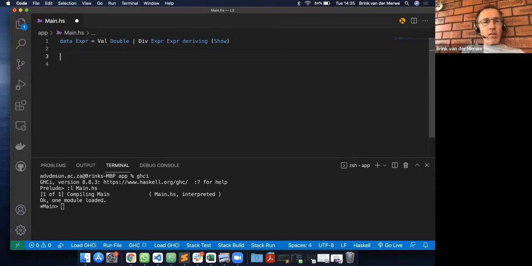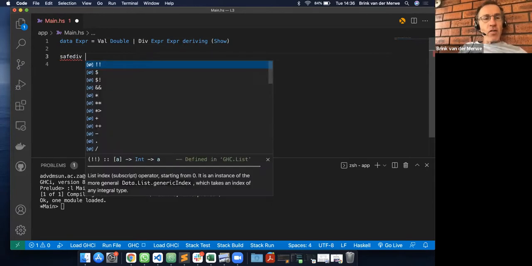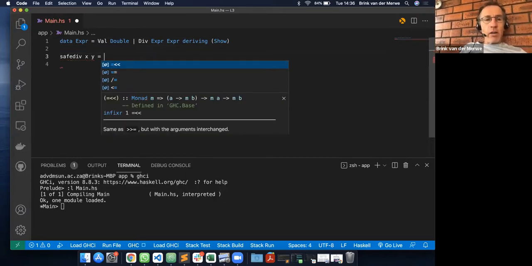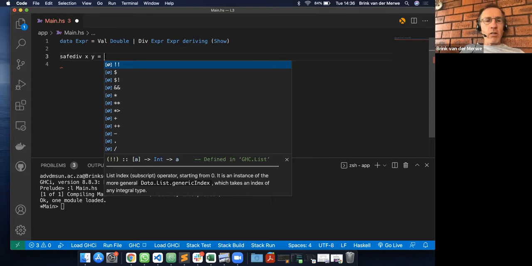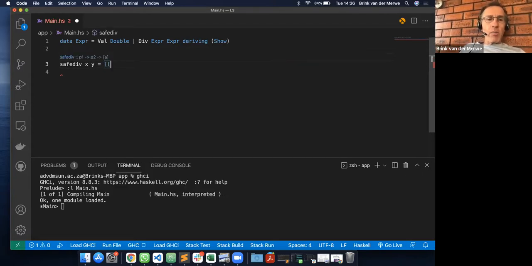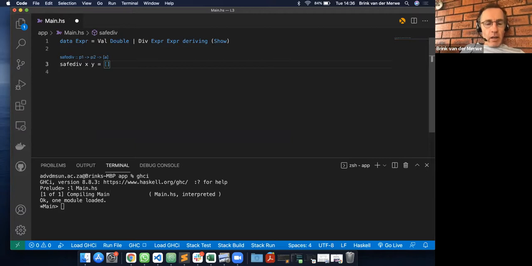Then last time we discussed with the maybe type how to evaluate expressions. So again, let's implement the safe diff, and I'm going to do something slightly different and not use the maybe type, but use lists this time. The whole idea is I have two double values, but the y might be 0. So the question is, how should I divide two doubles if the second one might be 0? Last time I used the maybe type, but let's do something else now.